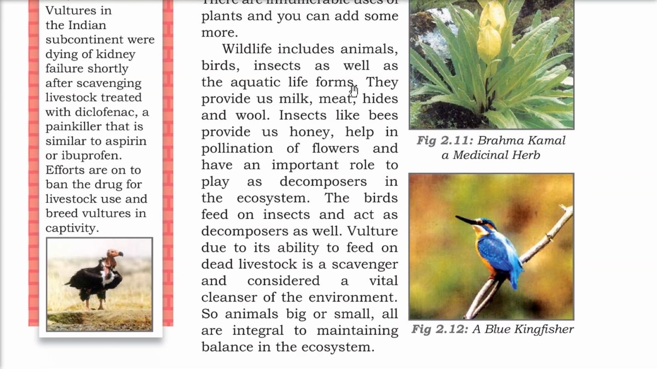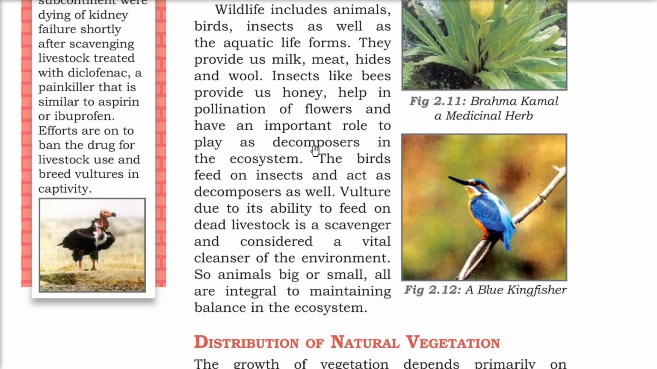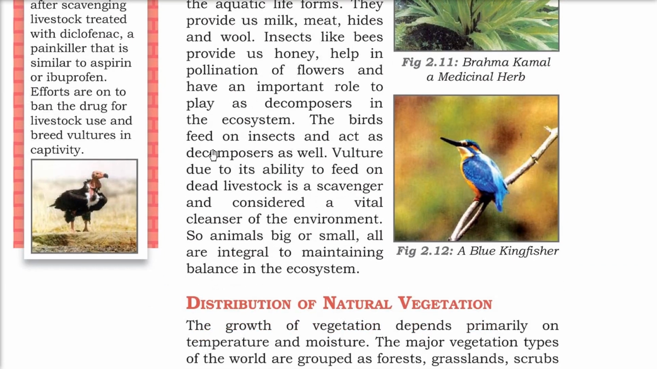Wildlife includes birds, insects, animals, and also aquatic life. What they give us is very helpful. They are important for us: milk, meat, hides and wool. Insects like bees provide us honey, and bees are very important for pollination of flowers. And birds feed on insects and also act as decomposers.